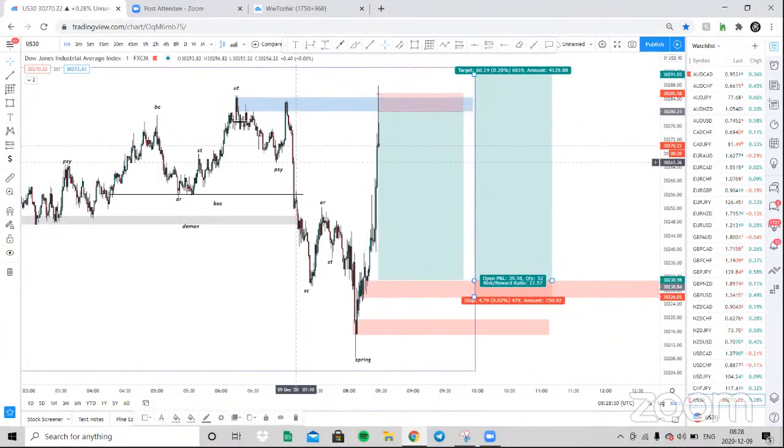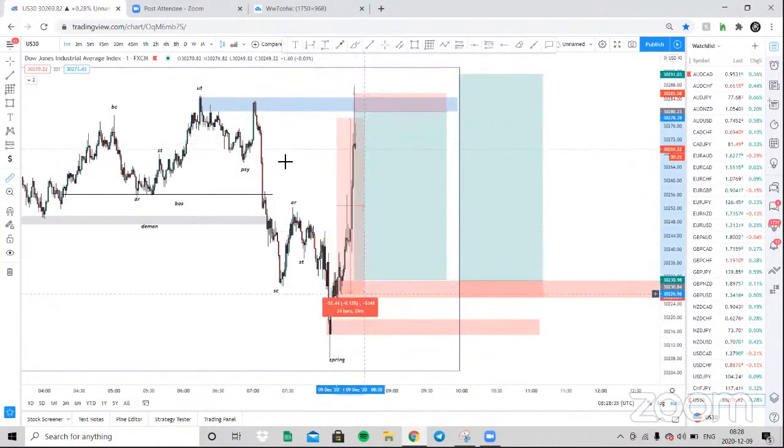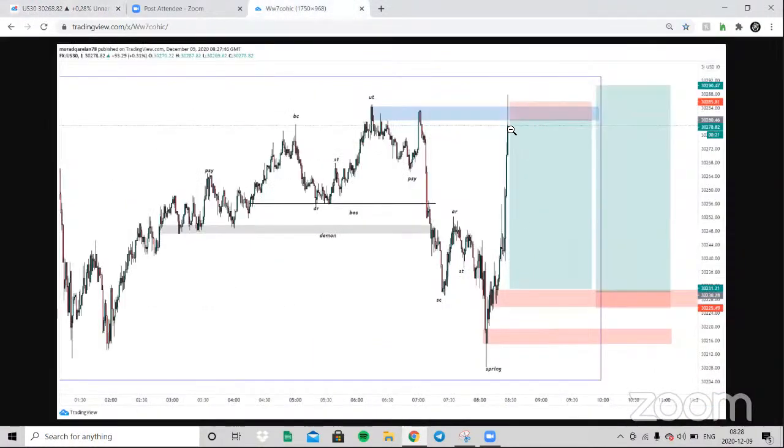So when the market drops, try to look for a buy right here. So I have the screenshot right here.